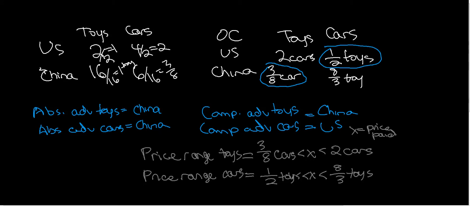Now, the reason it's less than instead of less than or equal to is because if it were equal to, the countries would not trade because it would be more efficient to produce at their own production level instead of wasting profits to trade to others.